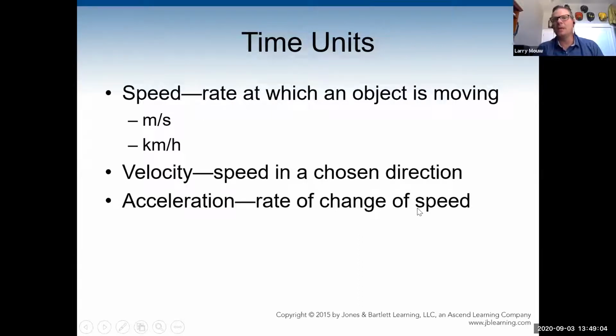So let's say you may be driving 55 miles an hour. As you accelerate and increase up to 65 miles per hour, that's acceleration. That's that rate of change from 55 to 65. So it's a little bit different than the speed with which you're going. It's just that rate of change of that speed.